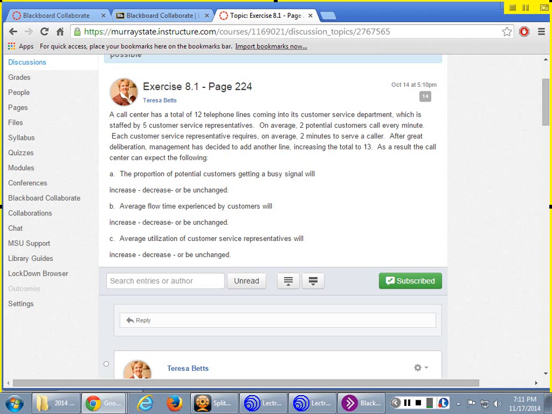Which means they won't leave. But more people will be on hold, and we haven't changed the number of servers. So if you have more people on hold without changing the number of servers, they're going to wait longer.